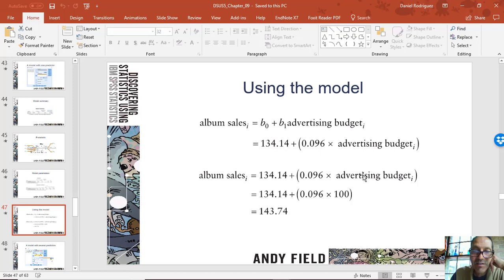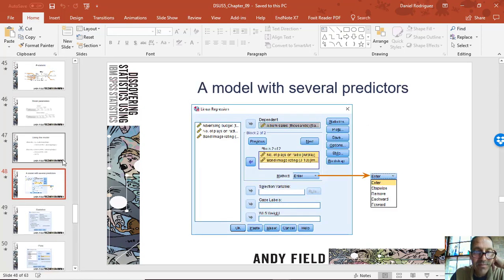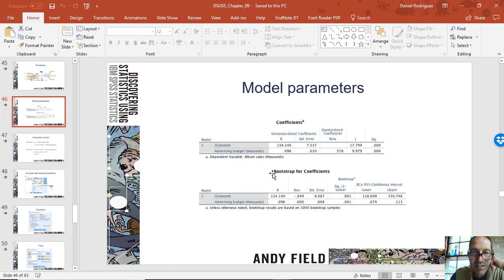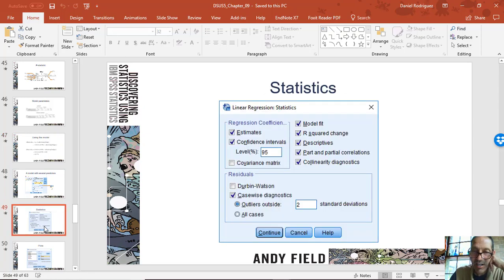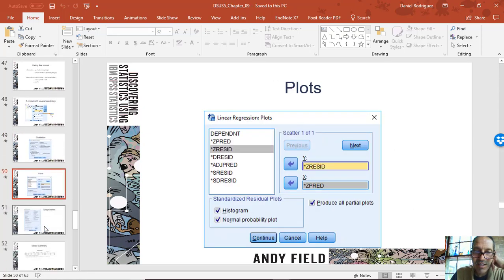So if somebody has a 100 pound budget, maybe it was millions of pounds, I don't know, they could expect this many album sales. So you can actually make a prediction for any one value. Let me go back here for a second. The constant was 134.140, and you look here, that's your intercept value, okay? Just so you can see, because I do ask you to write that down.